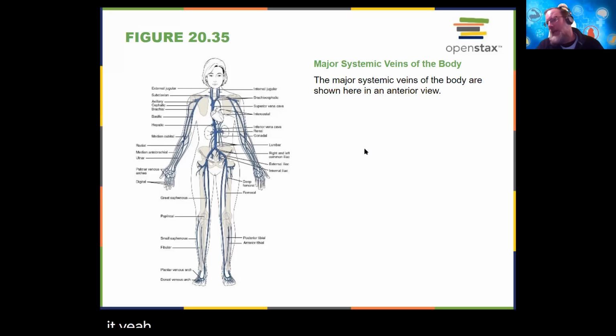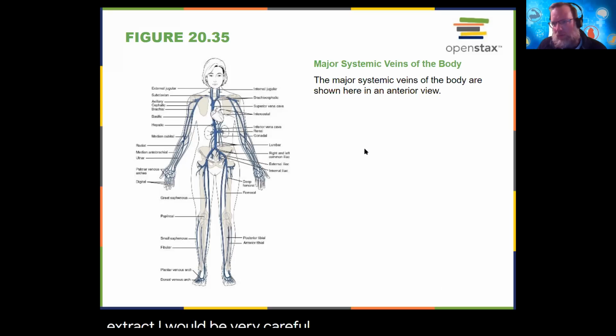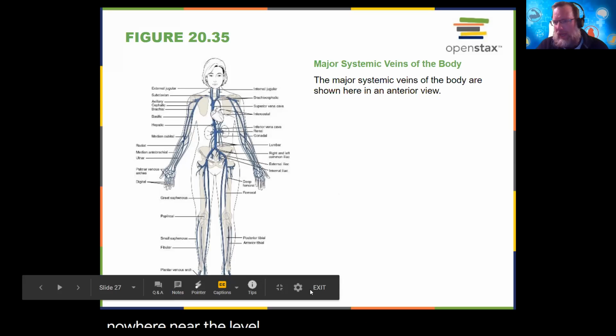If you have any loved ones that you really truly love, and I love each and every one of you, I do not want to see any of you succumb to the side effects and the long-term effects of aspartame and sucralose. Those are the two bad ones. There are others too. There's even stevia extract. I would be very careful of that one too. If you stick with honey or just cane sugar, hell, even high fructose corn syrup is horrible, but it's nowhere near the level that artificial sweeteners have.